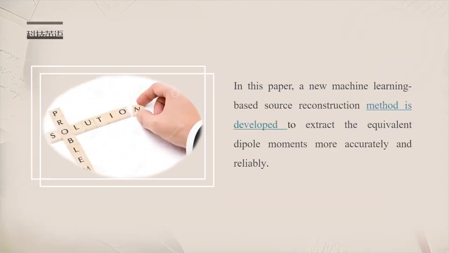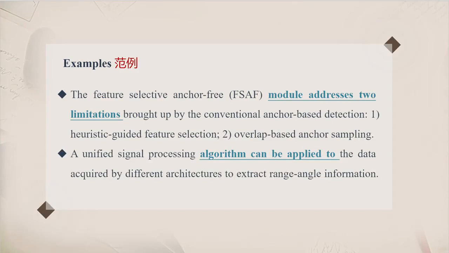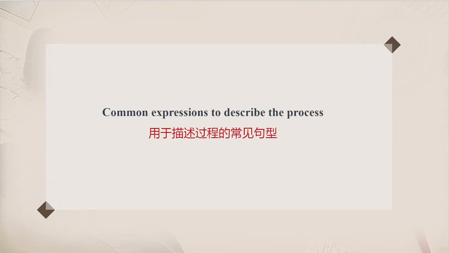我们来看几个例子。第一个例子 In this paper, a new machine learning-based source reconstruction method is developed to extract the equivalent dipole moments more accurately and reliably. 句中划线部分就在说明本文提出了新方法。我们来看第二个例子。In this study, we used the powerful particle swarm optimization (PSO) method for synthesizing the aperture phase distribution of transmit array antennas for multi-beam operation. 句中划线的部分说明了我们在本研究中所使用的方法。其他的例子也请大家自行观察，关键的信息已经用下划线标出，供大家参考。Common expressions to describe the process.